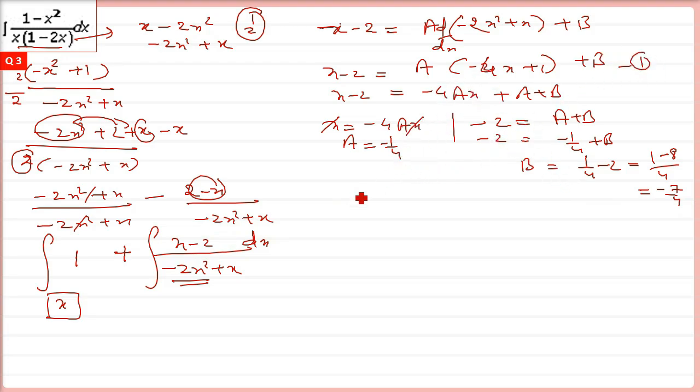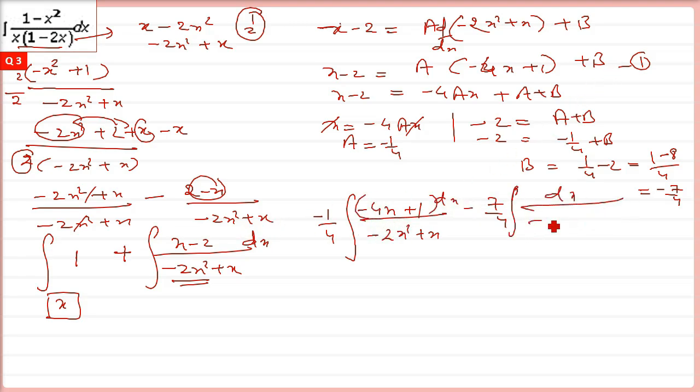I'm just taking this equation number 1, putting in the values of a and b, and then separating the denominator out. That is negative 1 by 4 is a, negative 4x plus 1 divided by negative 2x square plus x. Then we have negative 7 by 4, and this b, which we have taken outside. Integration of the denominator will remain negative 2x square plus x. This will be dx, and this will be dx divided by negative 2x square plus x. Now this will be I1. Let's do this I1 first. Negative 1 by 4 and negative 7 by 4 we will deal with later.